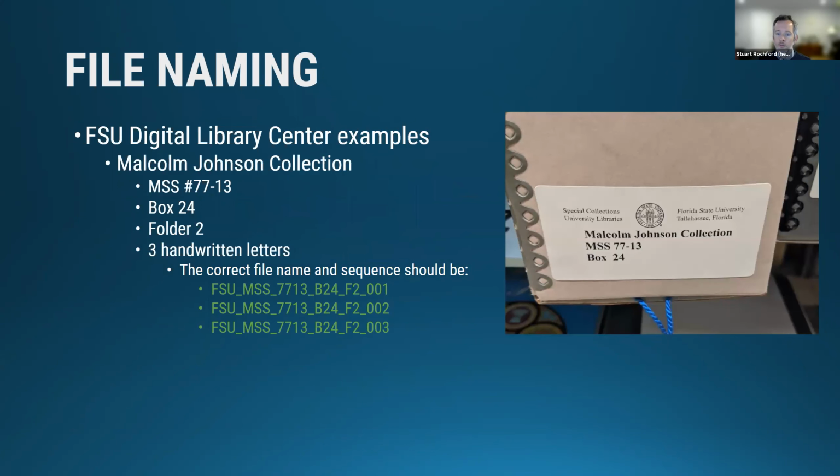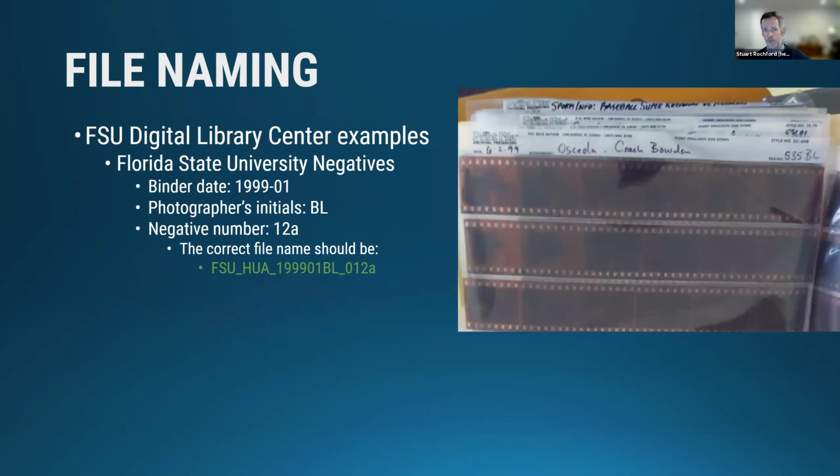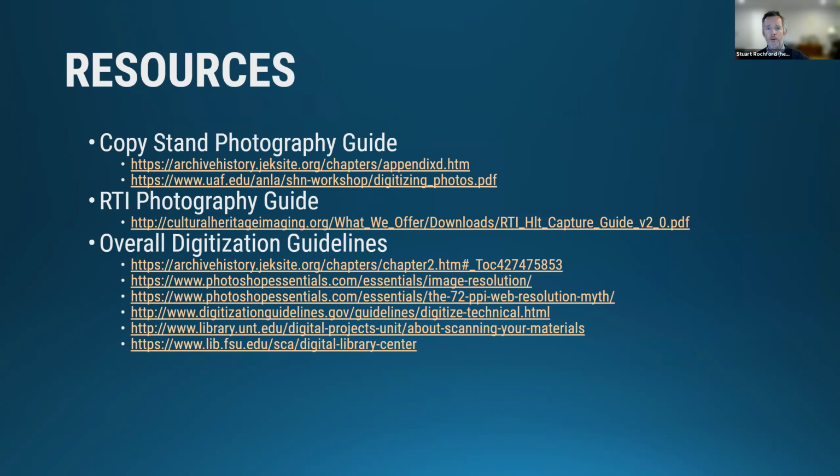Same thing for boxed material, manuscript material. We include the box number, folder number, and the item number if applicable. And same thing with file negatives and film material. We include as much information as possible so we can track them down.